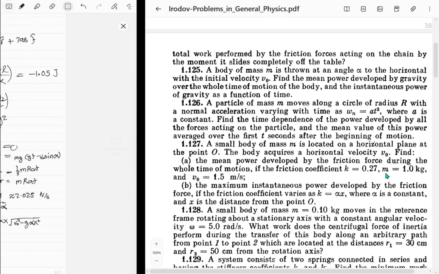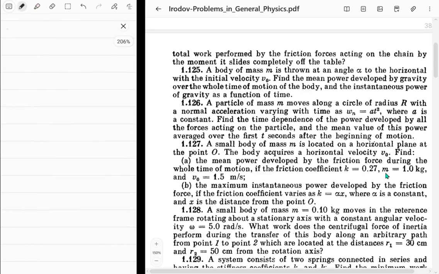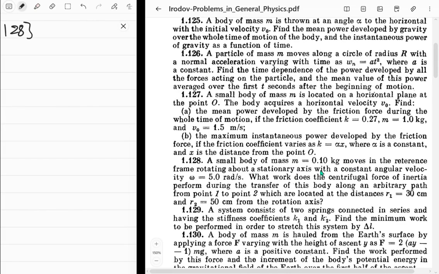Next, 128. A small body of mass m moves in a reference frame rotating about a stationary axis with a constant angular velocity omega. What work does the centrifugal force of inertia perform during the transfer of this body along an arbitrary path from point 1 to point 2?